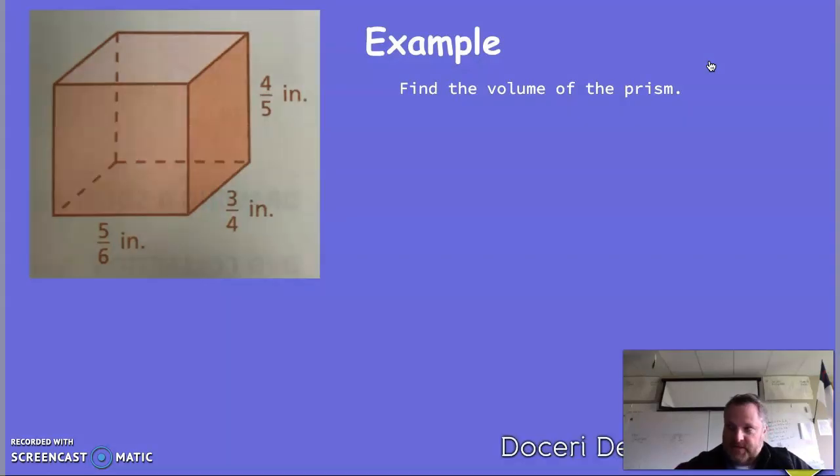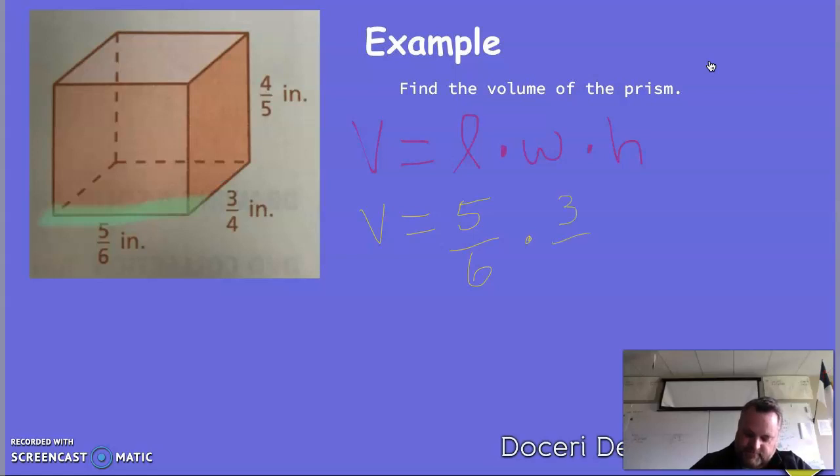First thing we need to remember is that the formula to find the volume of a prism is V equals length times width times height. So let's start with the length. The length is right here, 5/6. The width is right here, 3/4. The height is right here, 4/5.